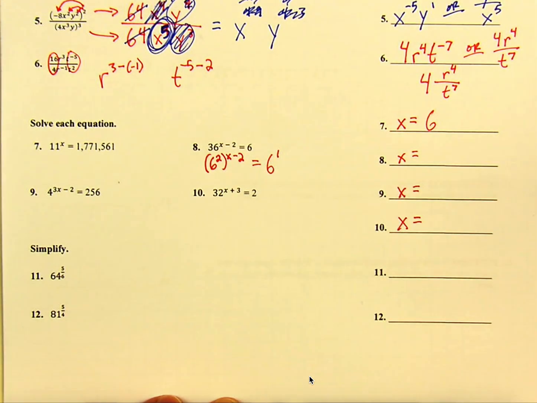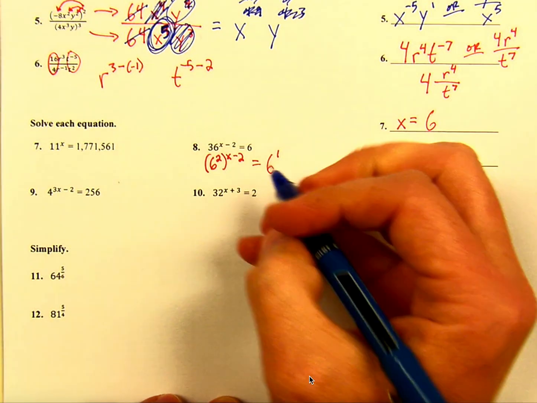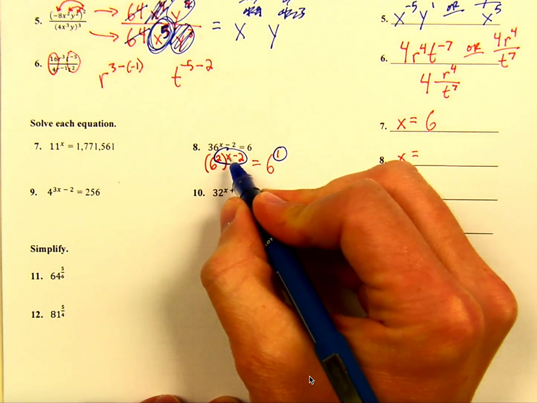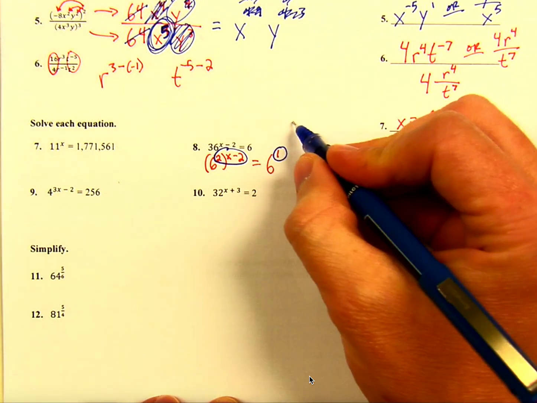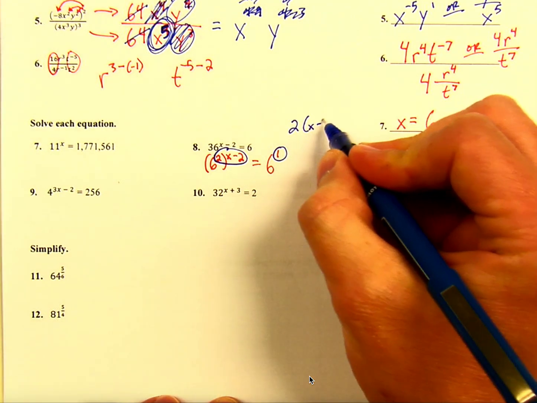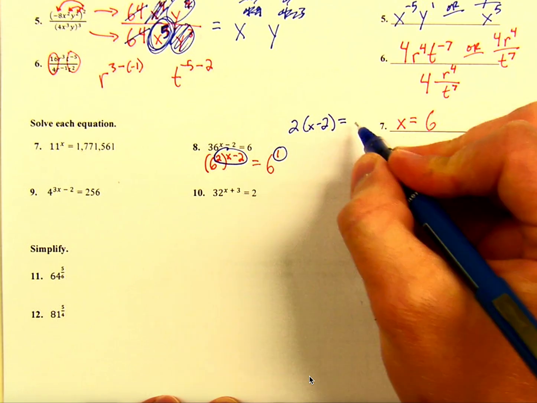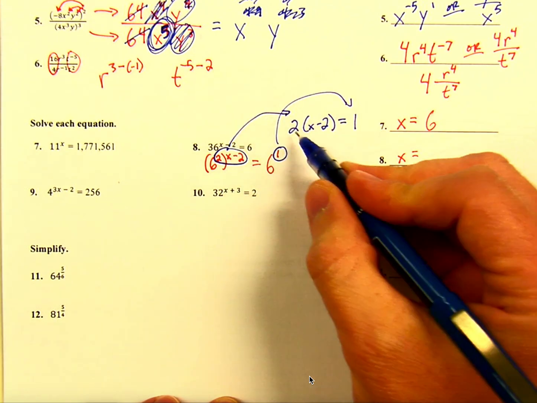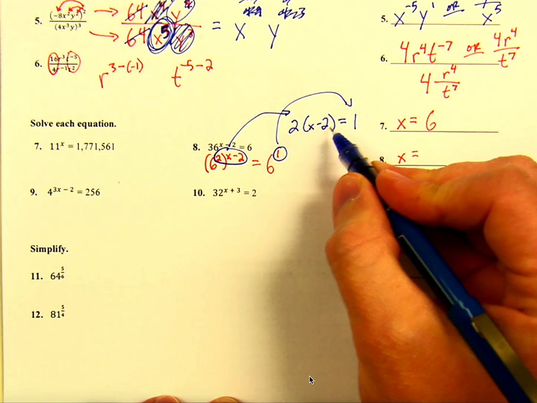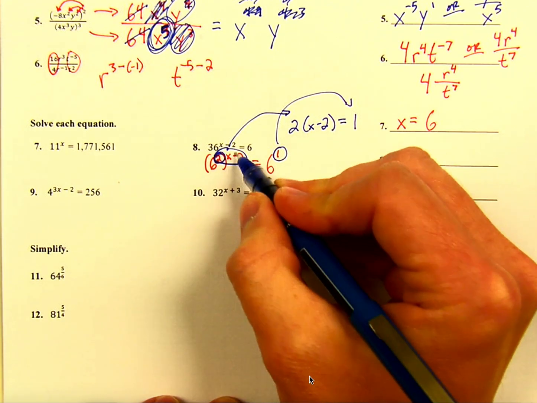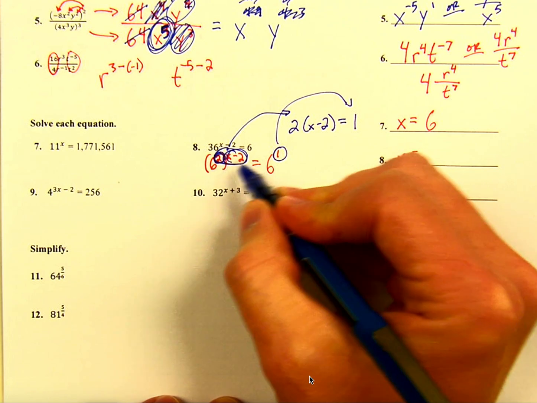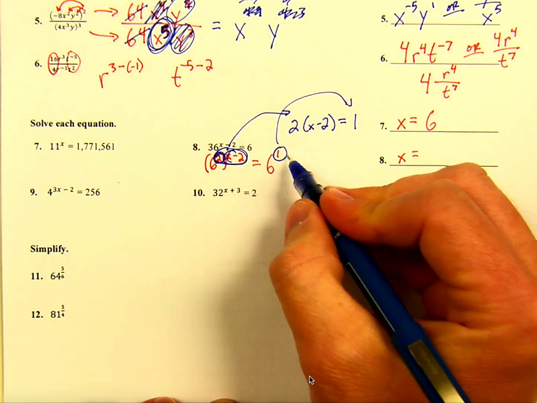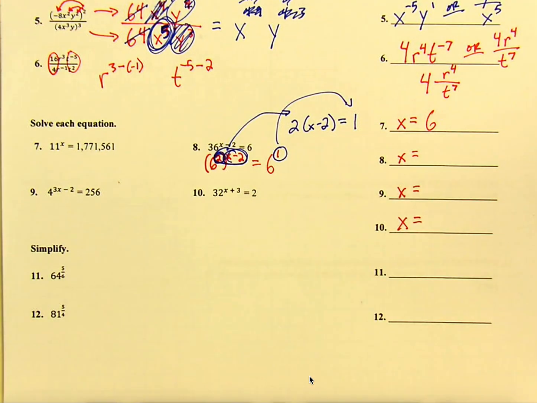And if I have this, then it must be that all of this equals this, because if 6 to that equals 6 to that, then this must equal that, right? By the way, why did I put 2 parentheses x minus 2? Because that's what you do with exponents in this situation. Don't you multiply them when there's parentheses? So 2 times x minus 2 must equal 1, and now we just need to solve that equation for x.